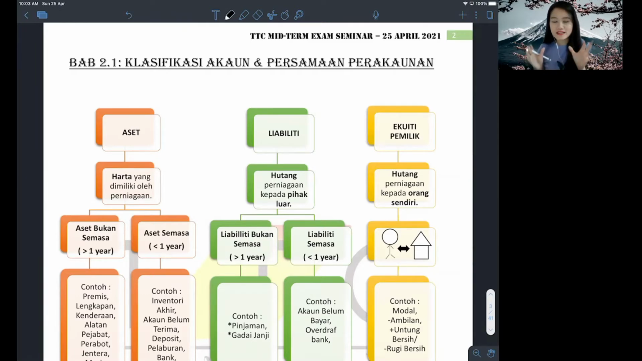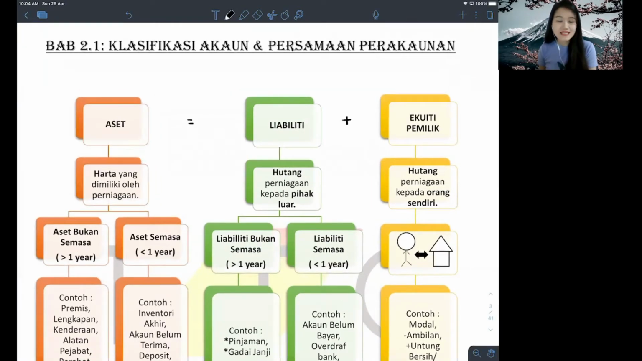Before you can start doing persamaan perikanan, you got to understand you have these 3 klasifikasi that are the main things inside your company, which is what you are seeing right now on the screen: asset, liability, and also equity pemilik. You guys can note down there is such an equation between the 3 of them. Asset must always equal liability plus EP.